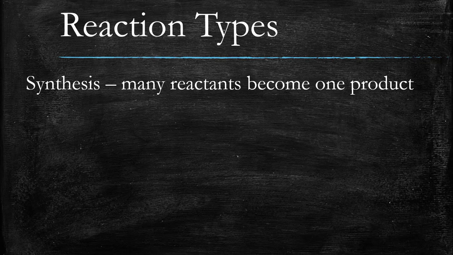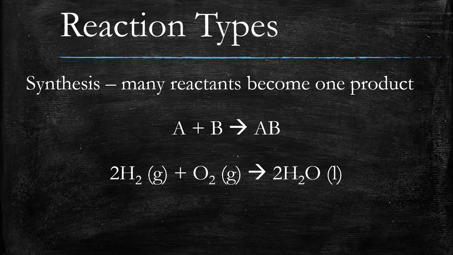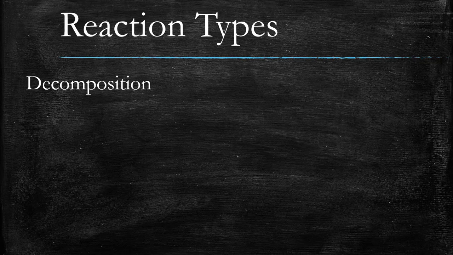In a synthesis reaction, many reactants become one product, and by many I mean more than one. Generically, A plus B becomes AB. Classic example, the combination of hydrogen gas and oxygen gas to make water. That's a synthesis reaction.